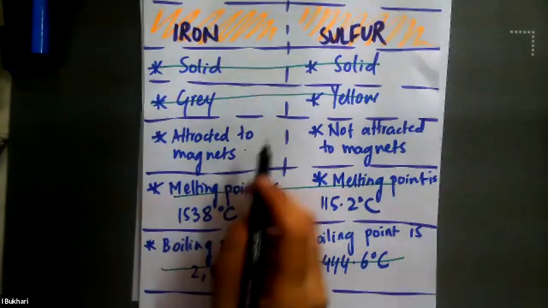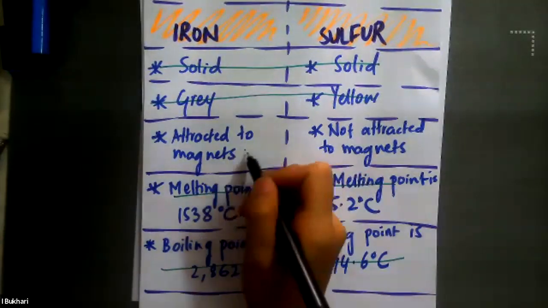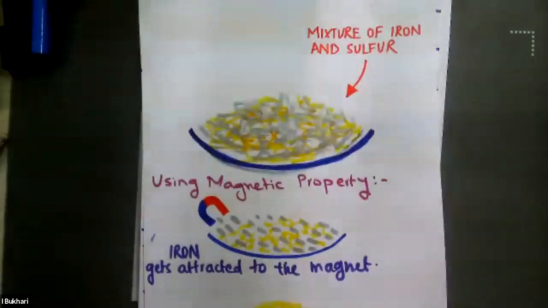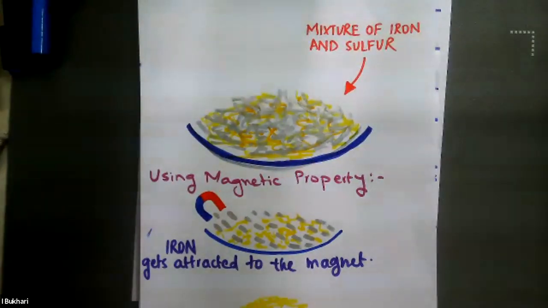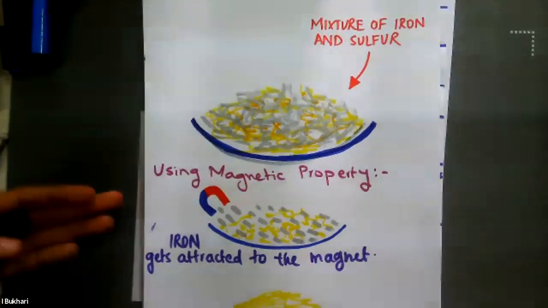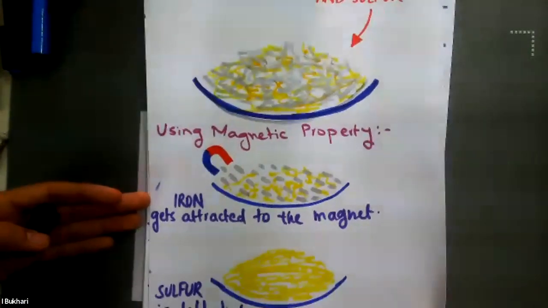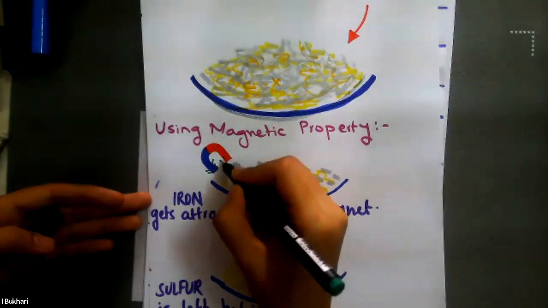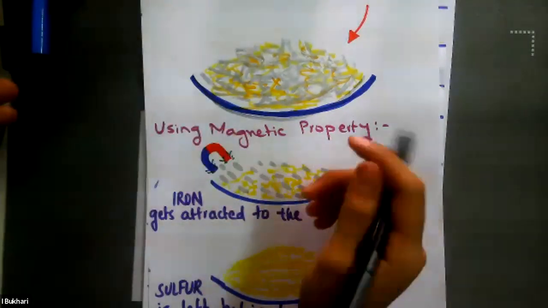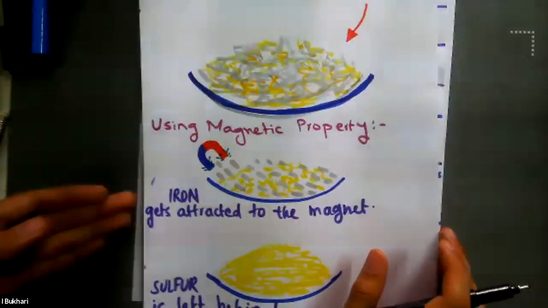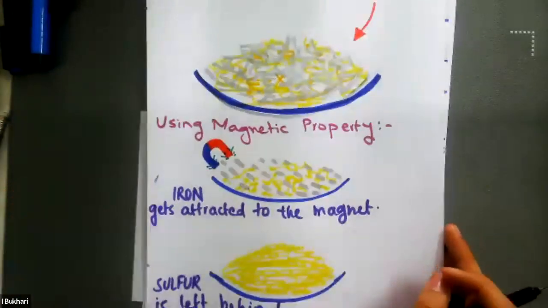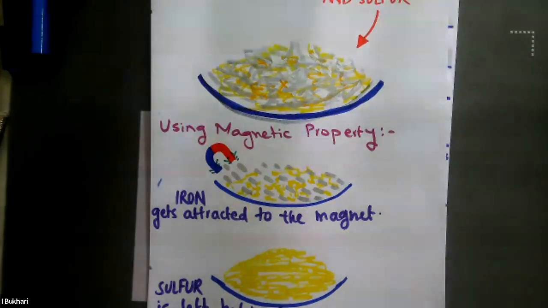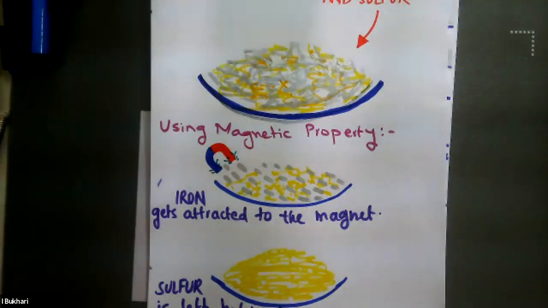So we're just going to use this physical difference, which is that iron is attracted to magnets and sulfur is not. Let's say this is our mixture of iron and sulfur, and using the magnetic property, we bring a magnet close to it, and the iron gets attracted to the magnet. They're all going to be stuck to the magnet this way, and then when we remove the magnet, we can brush off all the iron filings, the iron powder, and sulfur is what is left behind. I hope you know what a mixture is: two substances mixed together.